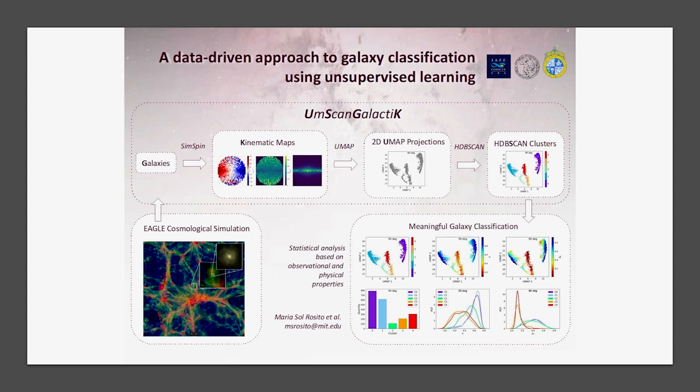The input of the method consists of images in which each pixel represents a kinematic quantity. In our work, we compute those images using galaxies from the Eagle cosmological simulations and through statistical analysis based on observational and physical properties of galaxies. We could demonstrate the meaningfulness of each classification for different inputs, different experiments.